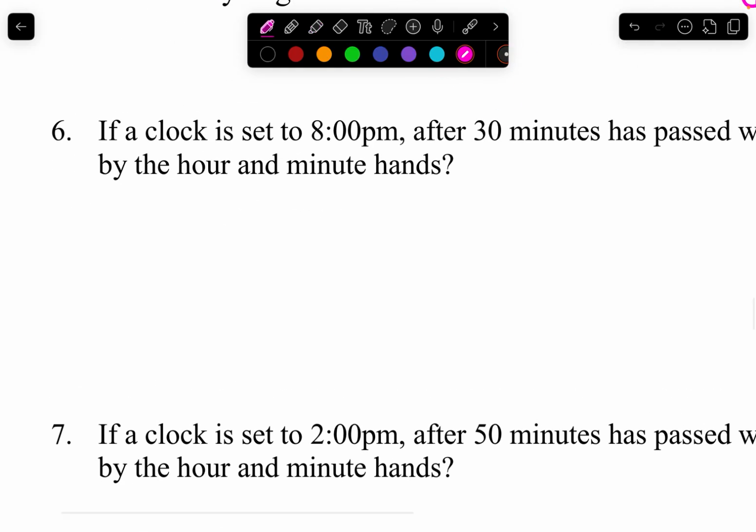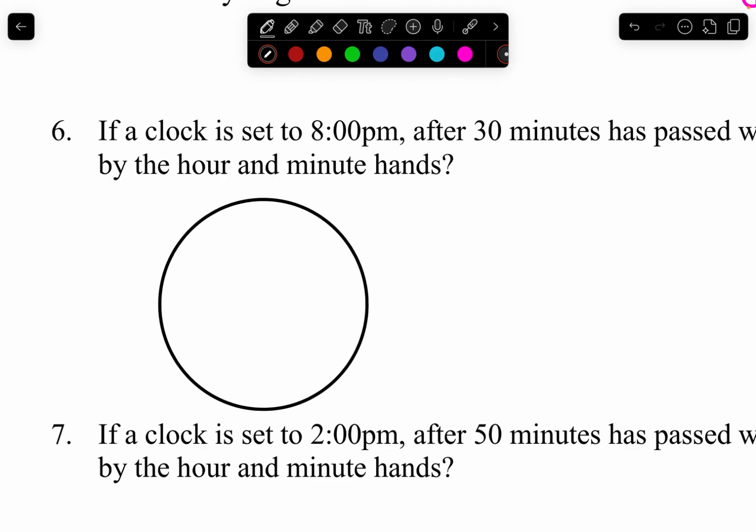Okay, let's talk about a clock for a minute. Here we have a clock. Every time we do a problem like this, I want you to draw a clock. You don't have to draw all of the tick marks that are in between, but you're going to want to. 1, 2, 3, 4, 5, 6, 7, 8, 9, 10, 11, 12. Here's the center of my clock. At 8 p.m., that means that my hour hand is at 8 and my minute hand is at 12.